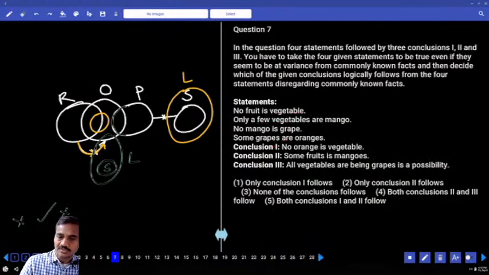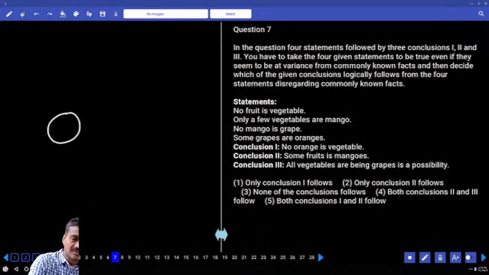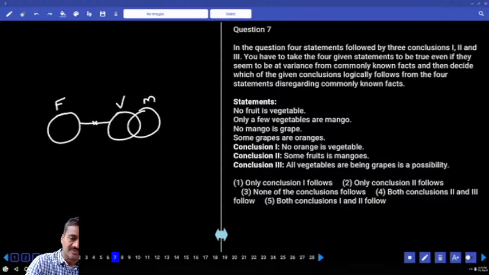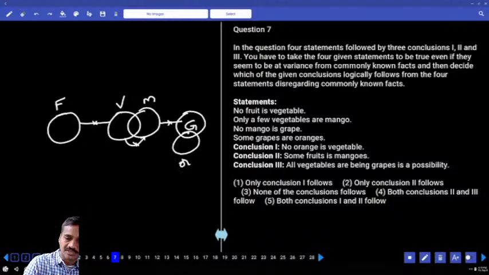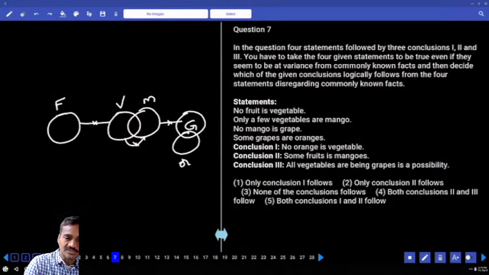Then the 7th one, no fruit is a vegetable. Between fruit and vegetable, there is no intersection. Only a few vegetables are mango, some of the vegetables are mango, but not all. And no mango is grape, no intersection between mango and grape. Then the first one, some grapes are oranges. These are the grapes that are oranges. First one, no orange is a vegetable. Orange is here, vegetable is here, that is true as of now.